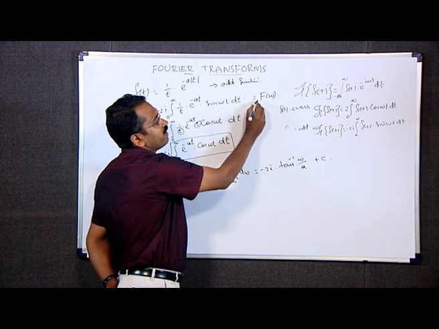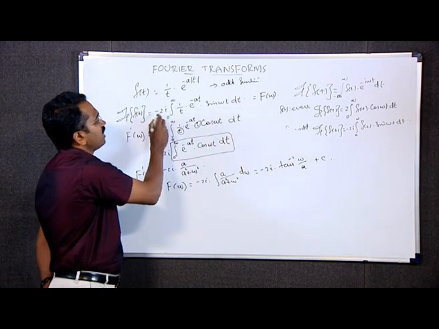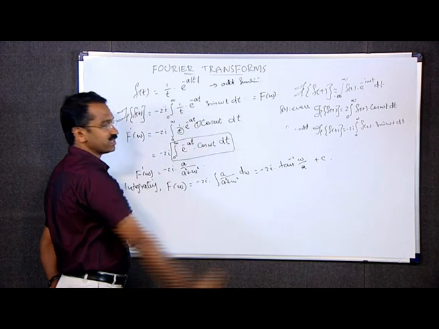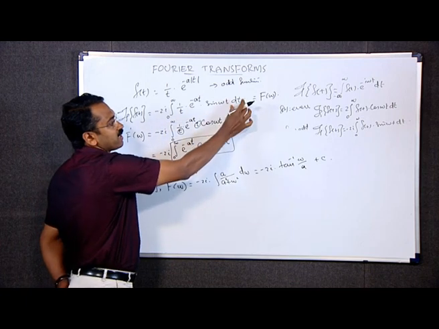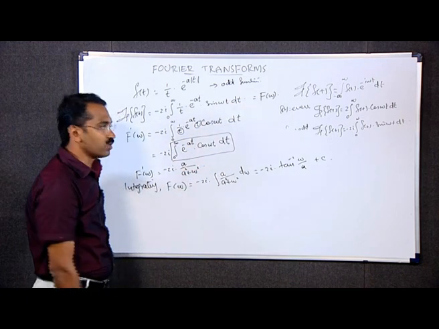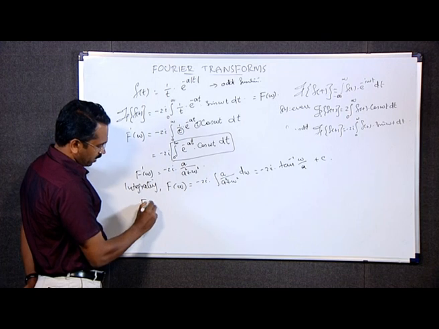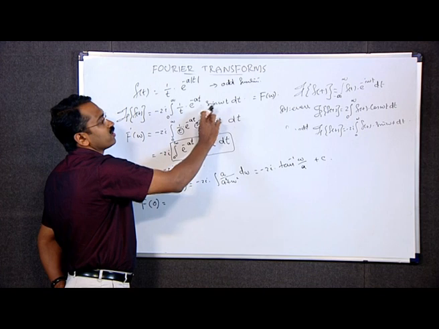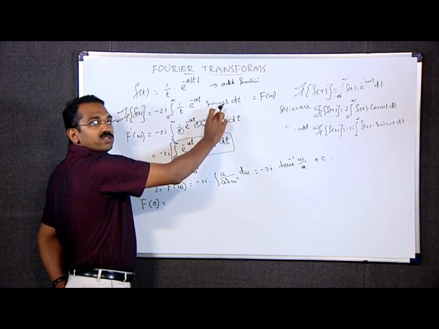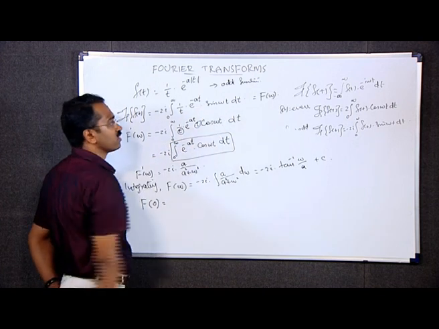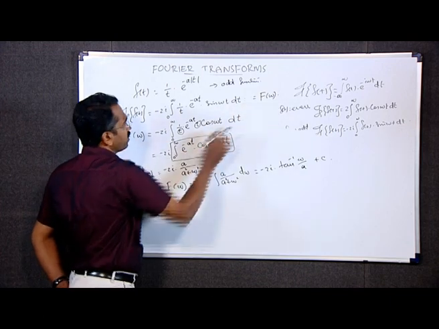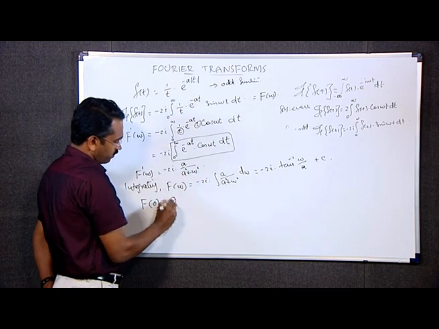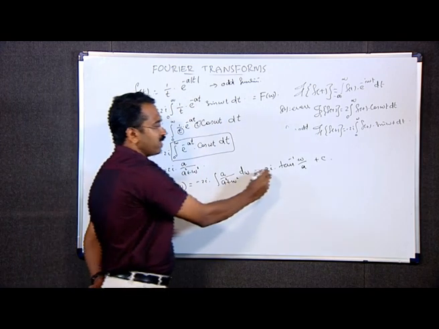Now, f of omega equal to minus 2i into integral from 0 to infinity of (1 by t) e raised to minus a t into sin omega t dt. If we substitute omega equal to 0, we get f of 0. When omega equal to 0, sin omega t becomes sin 0. Sin 0 is 0. Therefore, f of 0 equal to minus 2i into 0, which means 0.